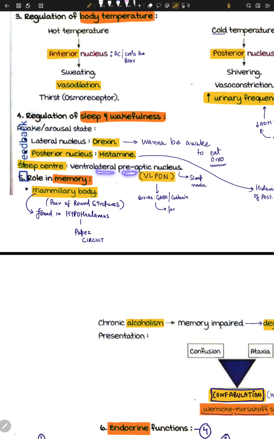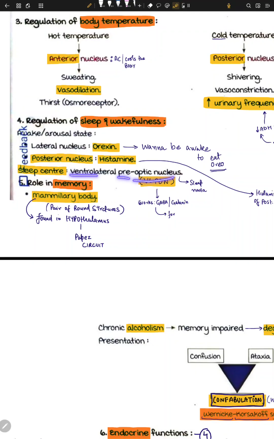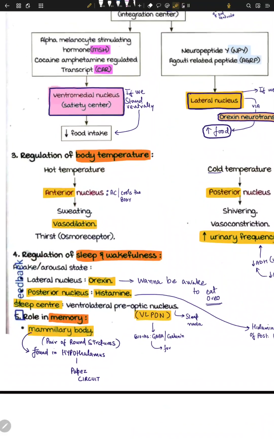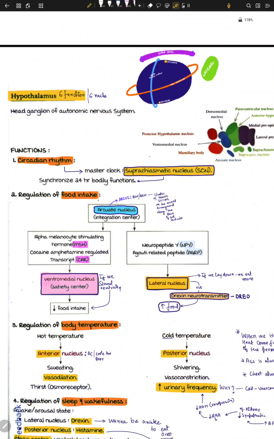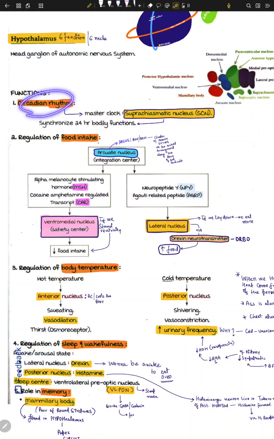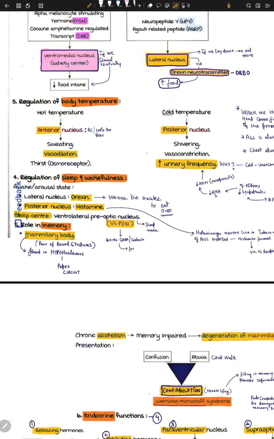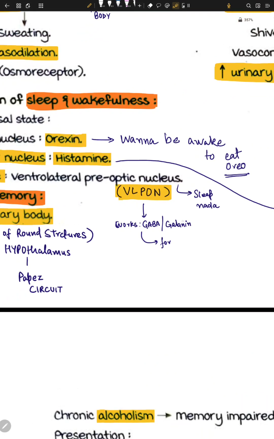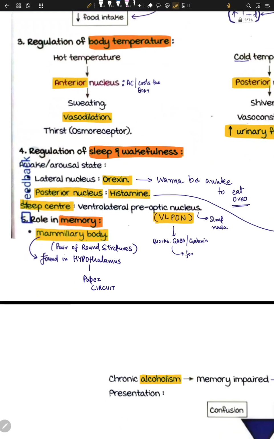Sleep center at your hypothalamus is something called ventrolateral preoptic nucleus, okay? So ventrolateral preoptic, VLPO, okay? It's for sleep in the night, right? You guys know this, it's for sleep. What about the suprachiasmatic nucleus? This nucleus is for circadian rhythm, and ventrolateral preoptic nucleus is for sleeping. It works via GABA or galanin. Both of them are inhibitory, okay?